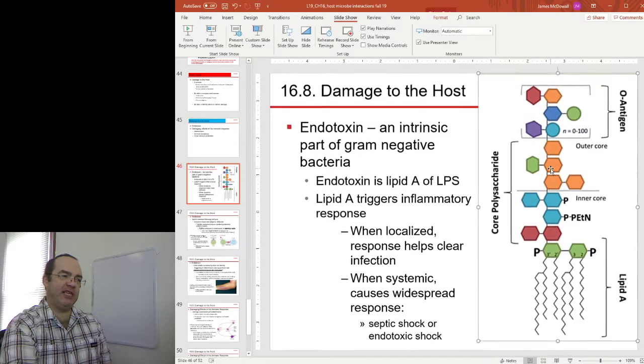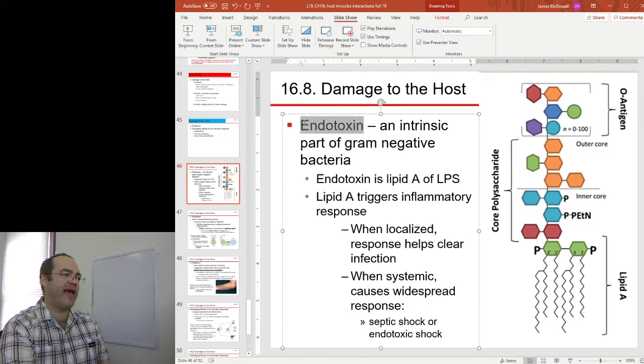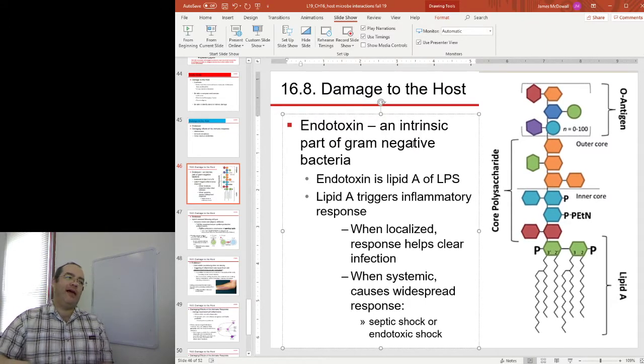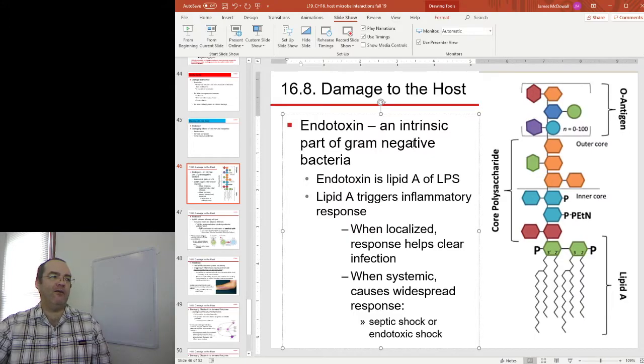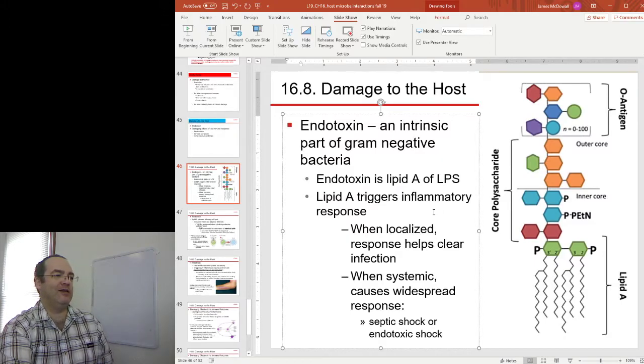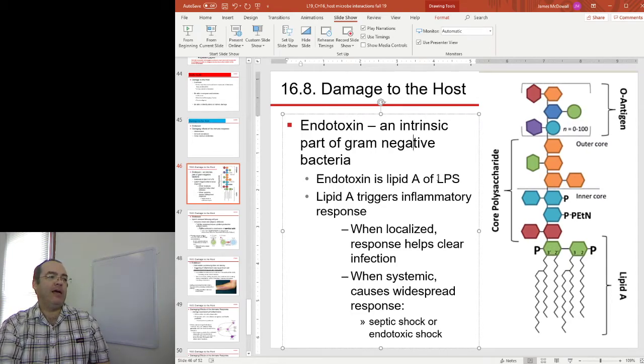So we've seen this picture before, or one very similar to it, and we've talked about endotoxin before too, an intrinsic part of the gram-negative bacteria. Endotoxin is specifically the lipid A of LPS. LPS stands for lipopolysaccharide. Lipid A triggers an inflammatory response.